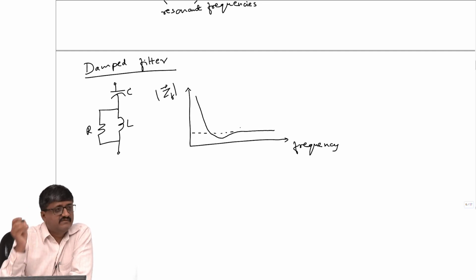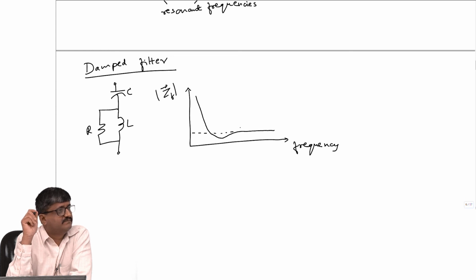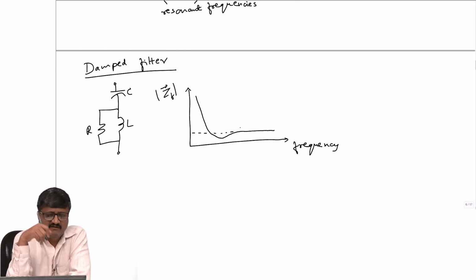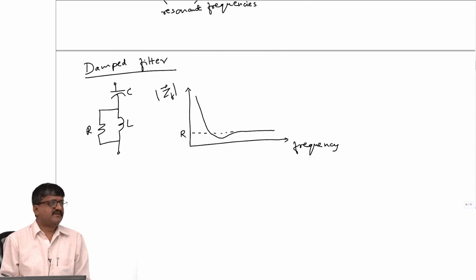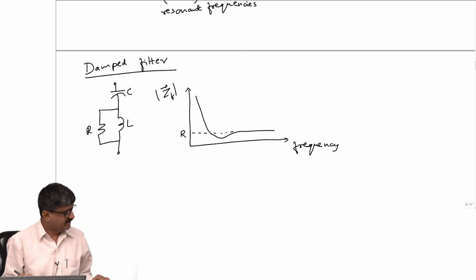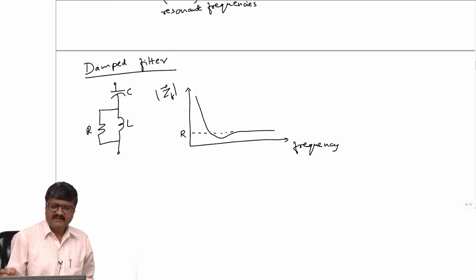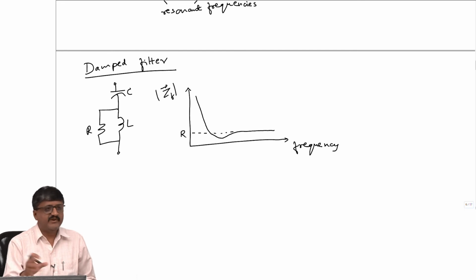So the magnitude of the impedance approaches some value. What is that? As frequency tends to infinity, what is the limit of the magnitude of ZF? Look at the circuit. It is R. L becomes an open circuit, C becomes a short circuit. So it is R. So it essentially has a constant impedance for all frequencies beyond a certain value.